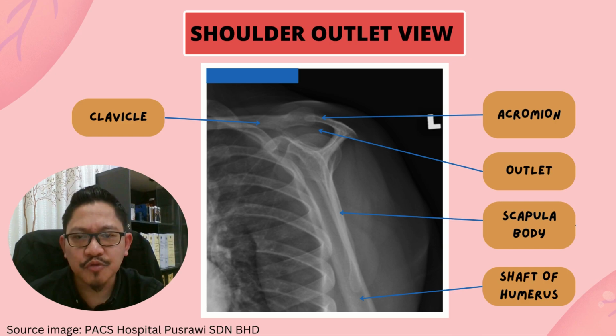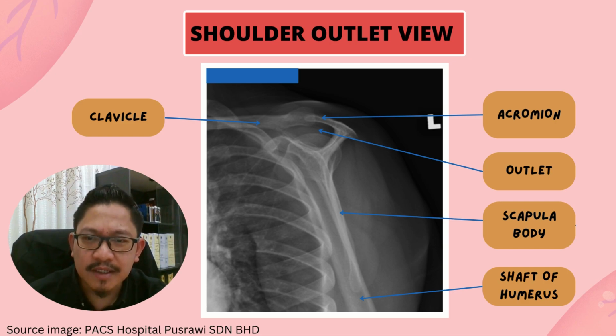This is a radiograph of the supraspinatus outlet view. This view demonstrates the supraspinatus outlet very well, and this view is also often performed instead of the lateral shoulder view for the impingement series, such as subacromial impingement.